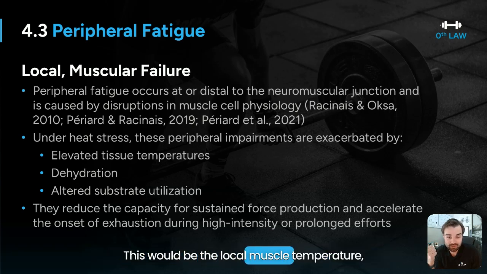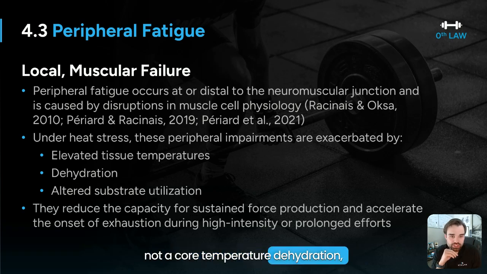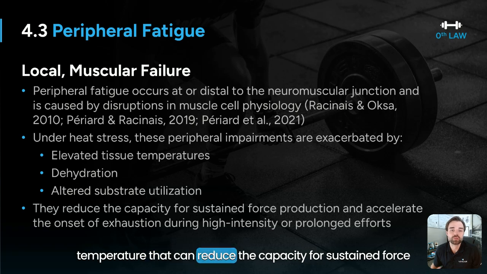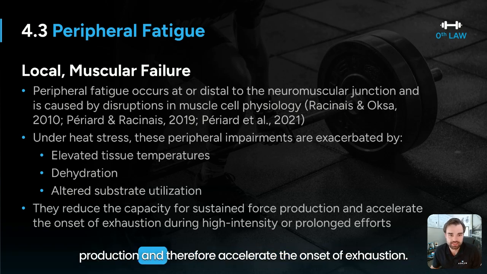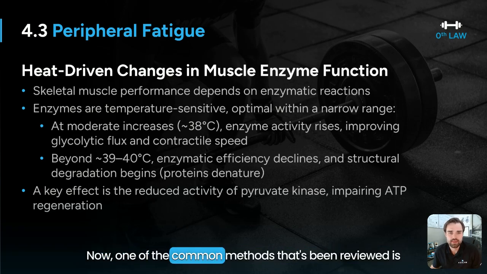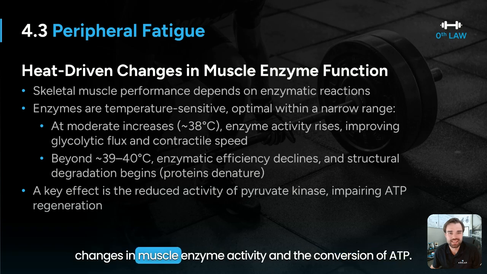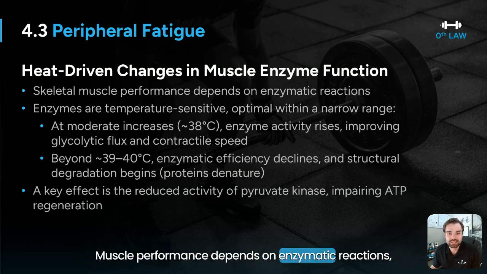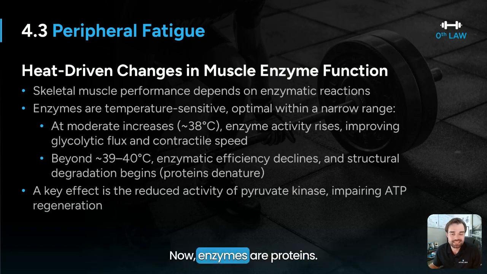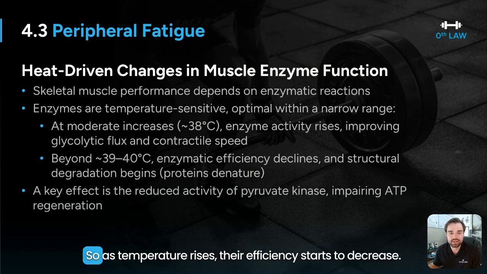So this would be the local muscle temperature, not a core temperature, dehydration, but also altered substrate utilization. There's a lot of downstream impacts of an elevated temperature that can reduce the capacity for sustained force production and therefore accelerate the onset of exhaustion. Now, one of the common mechanisms that's been reviewed is changes in muscle enzyme activity and the conversion of ATP. Muscle performance depends on enzymatic reactions, as does just about every system in the human body.